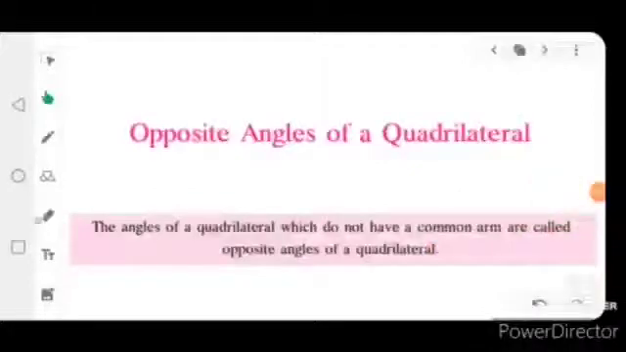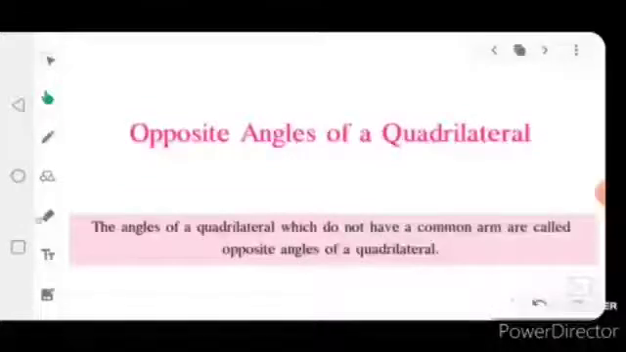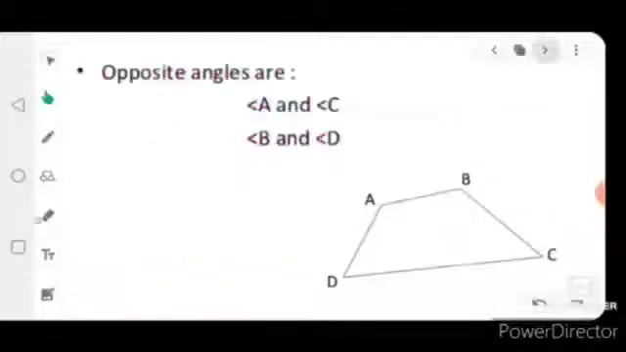Now the next, opposite angles of a quadrilateral. The angles of a quadrilateral which do not have a common arm are called opposite angles of a quadrilateral. Means the two angles which do not have the same arm are known as opposite angles. So let's learn with the help of an example.